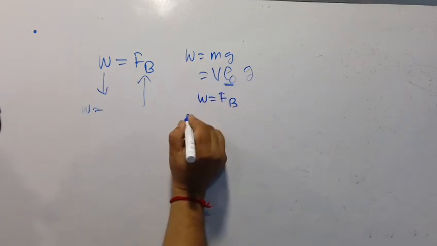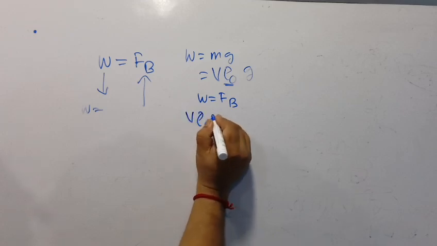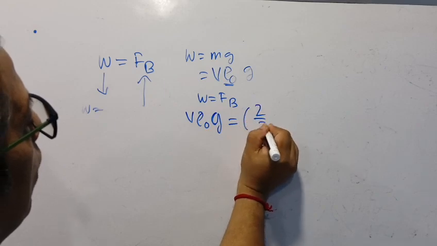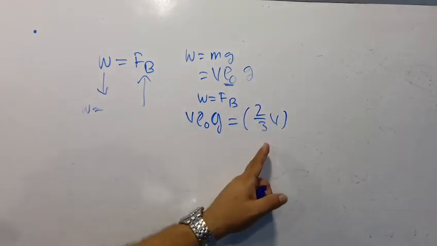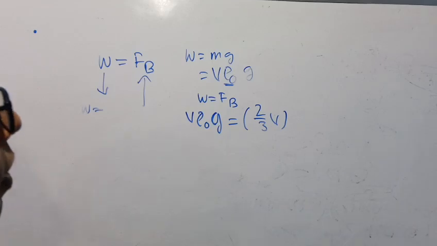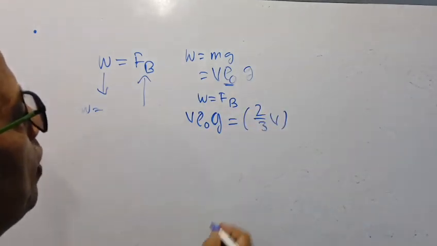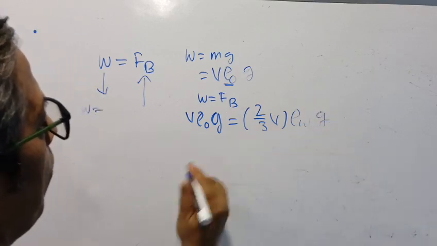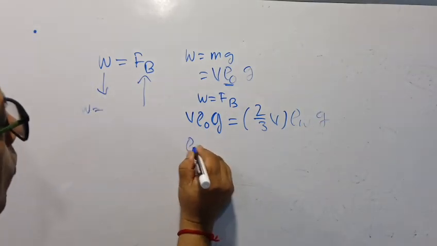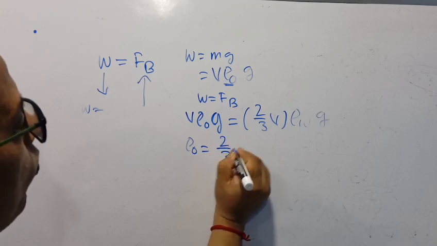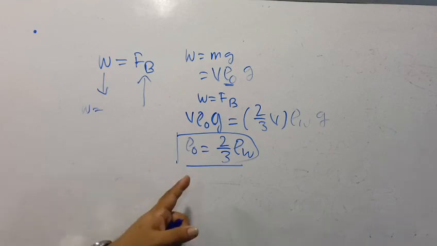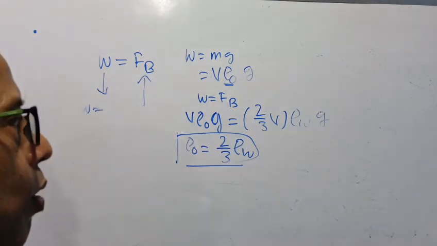So we can write V, density of the object, into g is equal to 2 by 3 V, the volume which is inside water or inside the liquid. So this is the volume of the displaced liquid. Then density of water, then g. So from here you will get the density of the object is equal to 2 by 3 density of the water, right? So this will be your answer. This way you can solve the problem of upthrust.